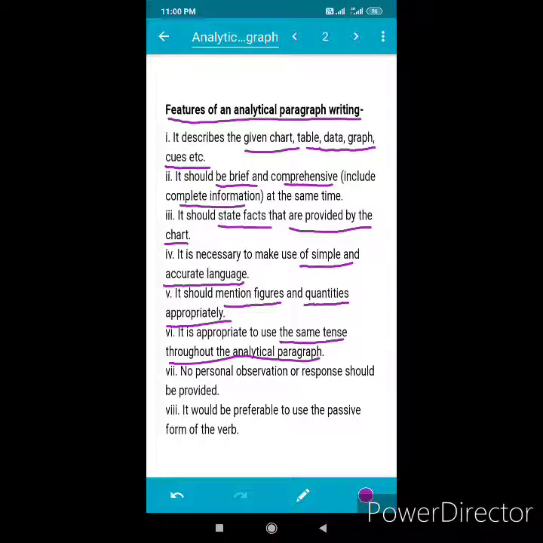Seventh point, no personal observation or response should be provided. Whatever is given in the chart, data, table, graph, you have to give that information only. No personal information you are going to write. And eighth point, it would be preferable to use the passive form of the verb. That means you have to use passive voice.